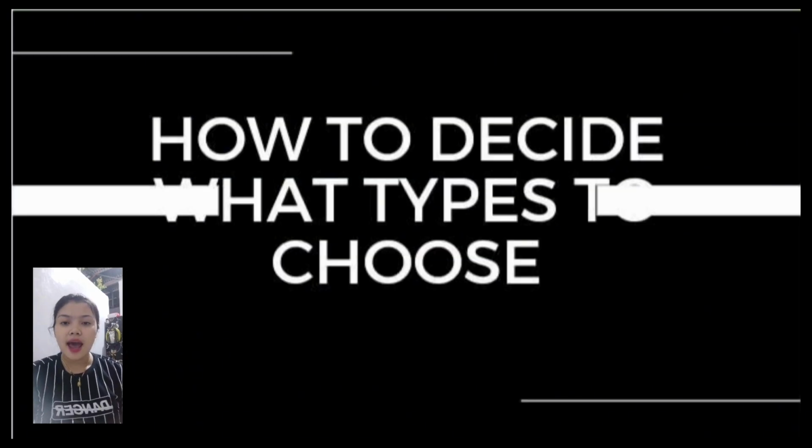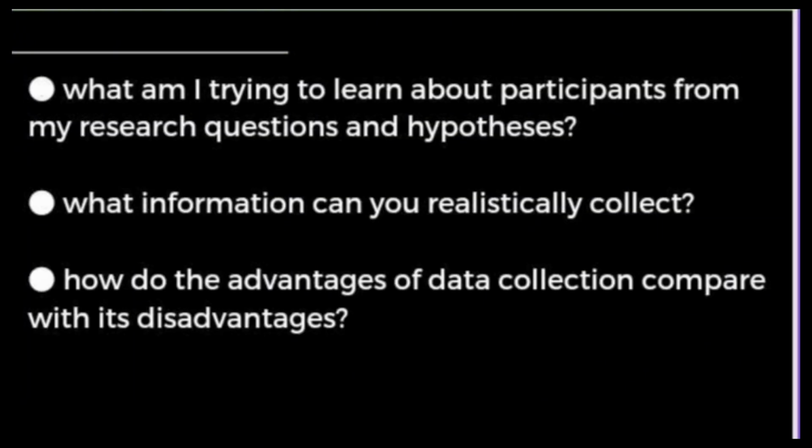So next is how to decide what types to choose. Confronted by these many options for collecting quantitative data, which one or ones will you use to select your data sources? Ask yourself the following questions. First, what am I trying to learn about participants from my research question and hypothesis? If we are trying to learn about individual behaviors of parents at a student-parent conferencing meeting, then you could use a behavioral checklist and record observation.